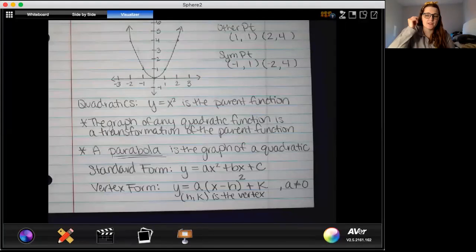So it would be the points that we put in the vertex form. Are you referring to the vertex itself? I'm not sure what you mean by your question.